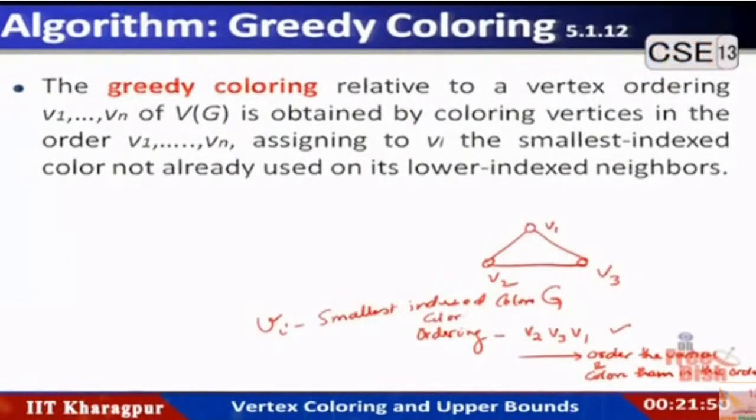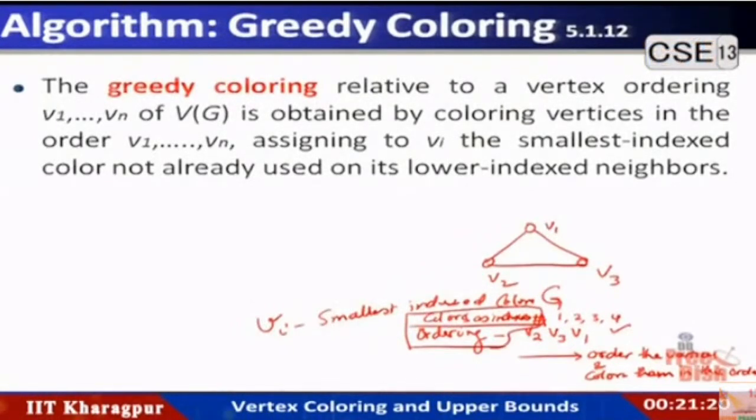the colors as the indexes. For example, color number 1, 2, 3, 4 and so on. So one may represent red, blue, green and so on. So colors are also indexed and vertices are also in a particular order.